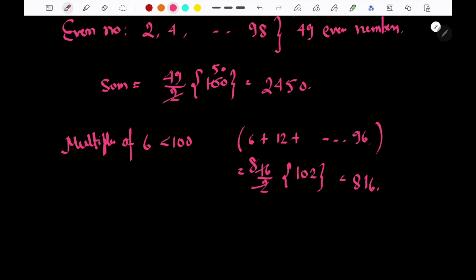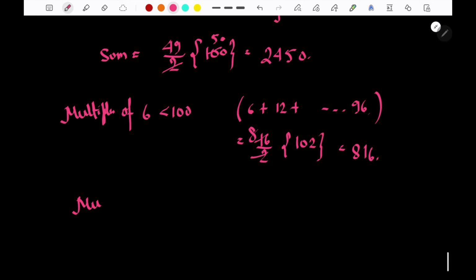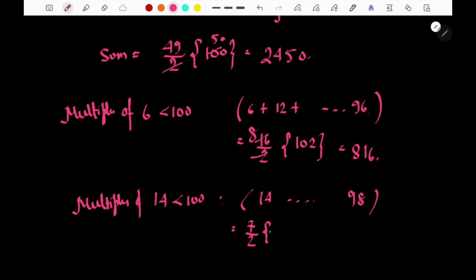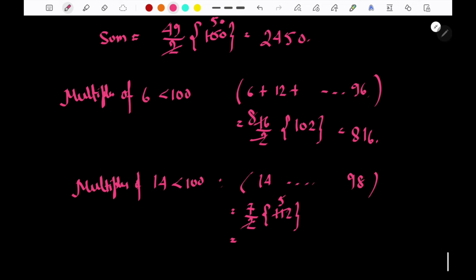816. Next, multiples of 14, which is less than 100. So what are they? First is 14 and last is 98. How many are there? 7. So 7 by 2, 98 plus 14, that is 112. So what is the answer? This is 392.